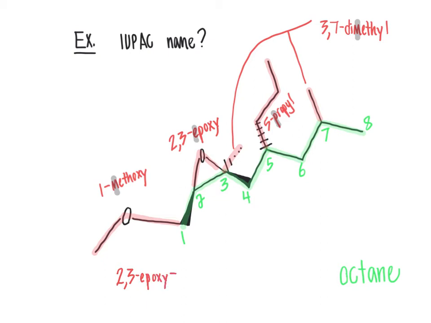And then onward to methoxy, 1-methoxy, because methoxy comes next in the alphabet before methyl. Then 3,7-dimethyl, and finally 5-propyloctane. The words propyl and octane run together as one word there. So 2,3-epoxy, followed by methoxy, followed by dimethyl, followed by propyl, all in alphabetical order.